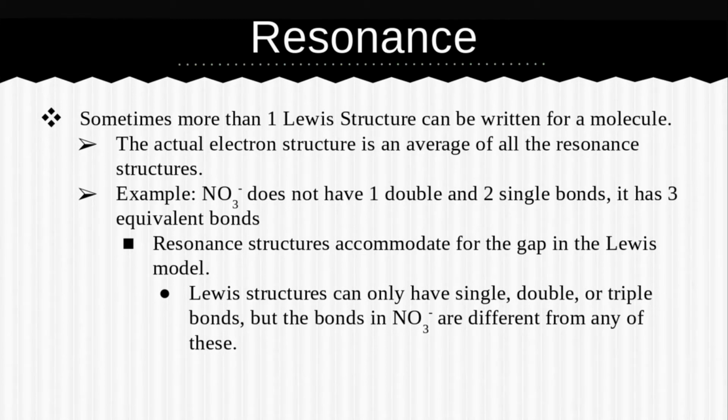But resonance structures allow us to show this gap in the Lewis structure model. Since we're drawing them on paper, Lewis structures can only have single, double, or triple bonds. But these bonds in resonance structures are actually different from a single, double, or triple bond, because those electrons participating in the double bond are delocalized. They can move from one bond to another, and it's hard for us to show that in one structure on paper. And so we need to show all of the different Lewis structures in order to show that those electrons could be in any of those possible locations.